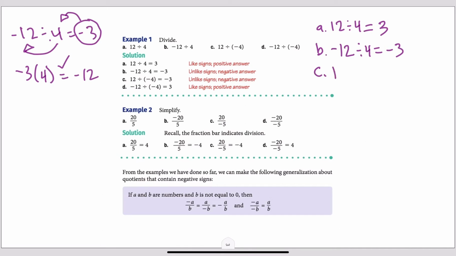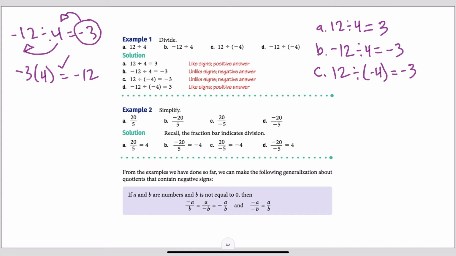All right, C, positive 12 divided by negative 4. I need the parentheses because I can't have divided by and negative right next to each other. I can't have two signs next to each other. Now, I know 12 divided by 4 is 3. So I divide the absolute values of the numbers. 12 divided by 4 is 3. And now I have to pick a sign. One's positive, one's negative, different signs. So I use the difference sign, the minus.